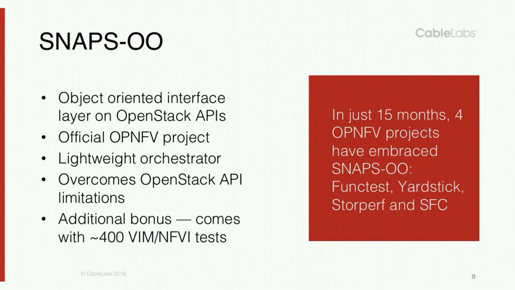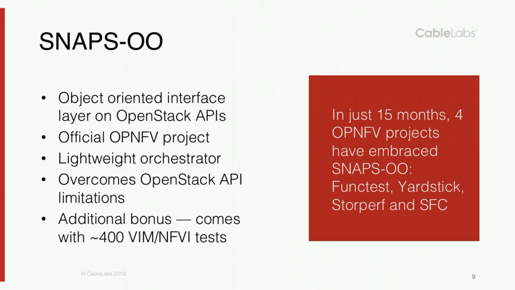So the OpenStack API may be great for a variety of applications, but for things such as testing, it's cumbersome. If you want to deploy a set of OpenStack resources and clean up the environment completely when the test is done, the current API has a number of limitations, and those limitations are solved by SNAPS-OO. In addition to solving the API issue, there's an additional bonus. SNAPS-OO comes with about 400 tests for OpenStack, Vim, and NFVI-based tests.